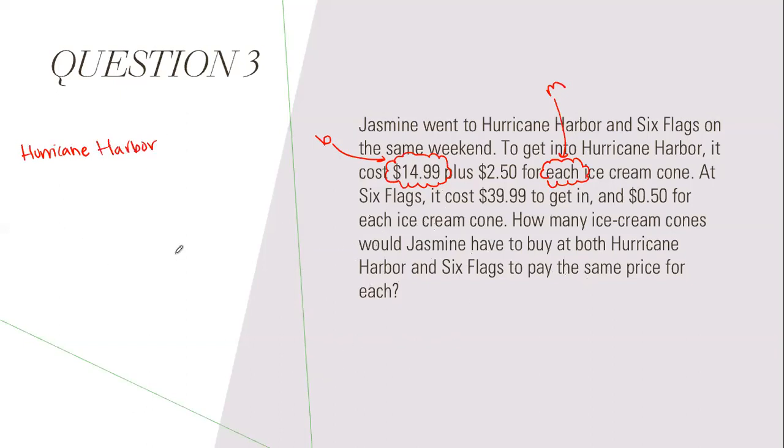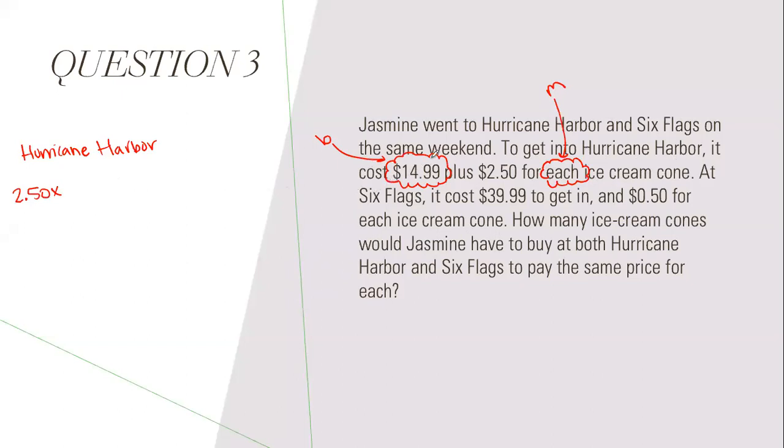I want to write my equation down for Hurricane Harbor. Can someone who's virtual tell me what equation you would write down for Hurricane Harbor? 1499x plus 250, I think. Really close. So if it's 250 for each ice cream cone, this tells me this is the one that's going to have the x. 250 with the x would represent the ice cream cone. So that one would represent the x. Thank you, though, for saying it for us.